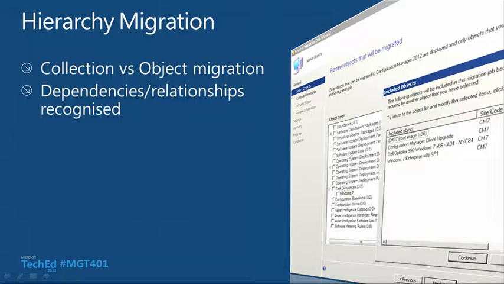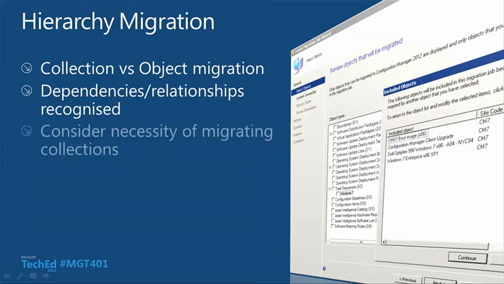Okay, because the migration path is a side-by-side, as opposed to a top-down or a rip and replace, you cannot reuse your site codes. They must be unique because you will have Config Manager 2007 and 2012 running in the same environment at the same time. But it's also an interesting time to think about whether you need to bring everything across.